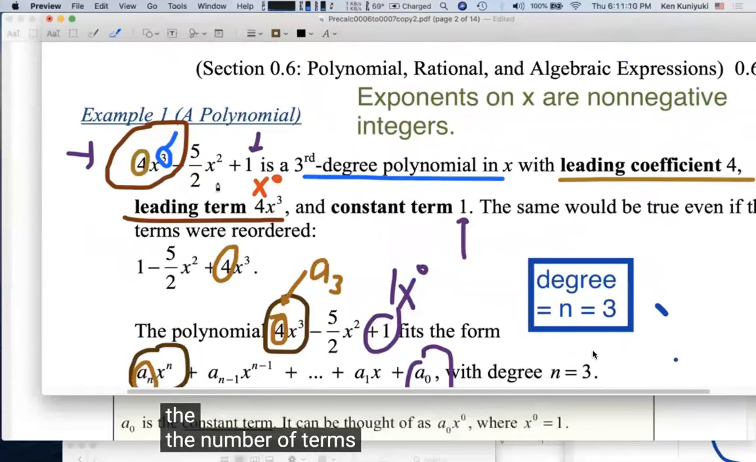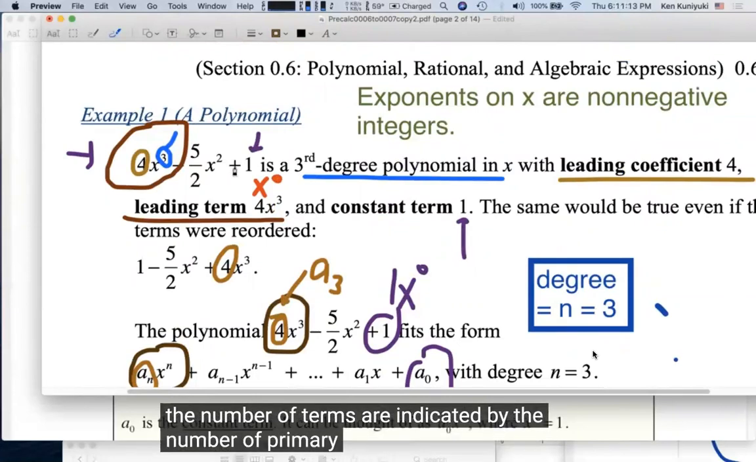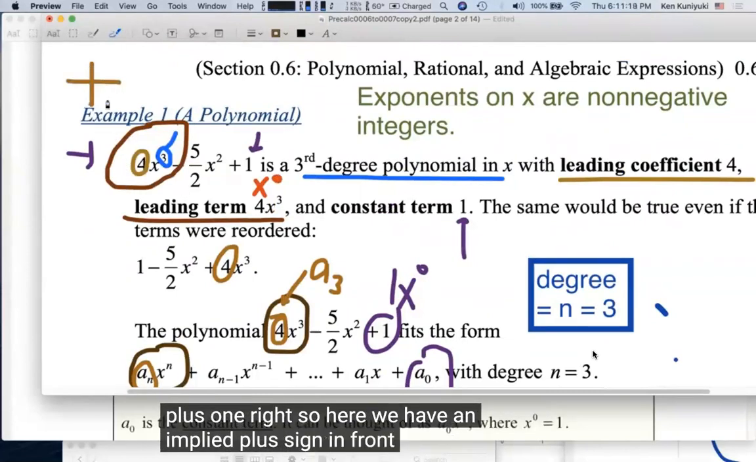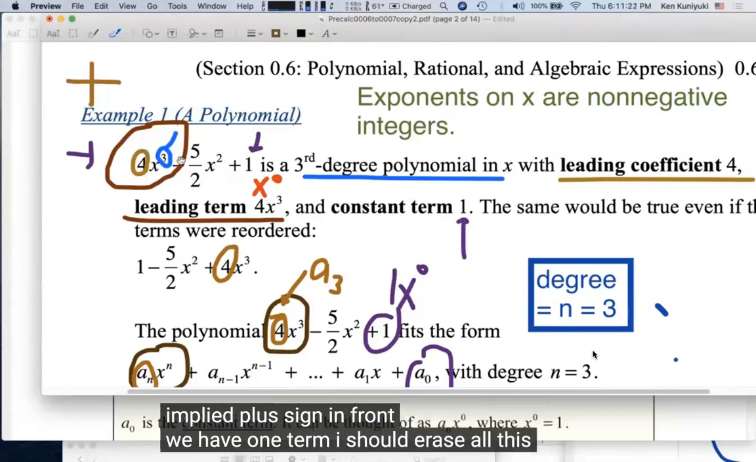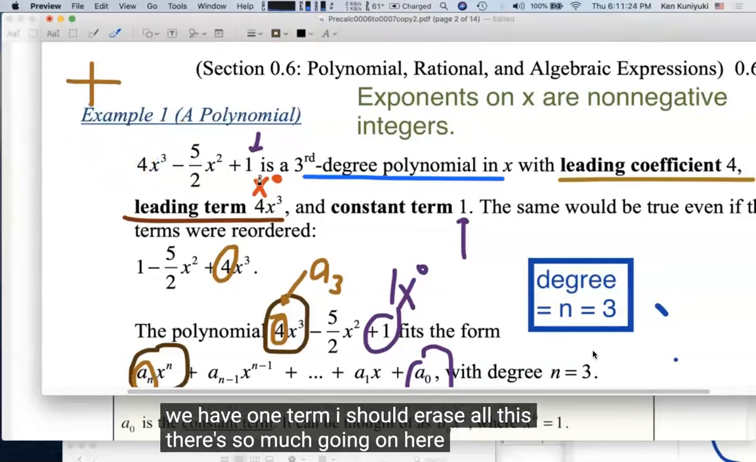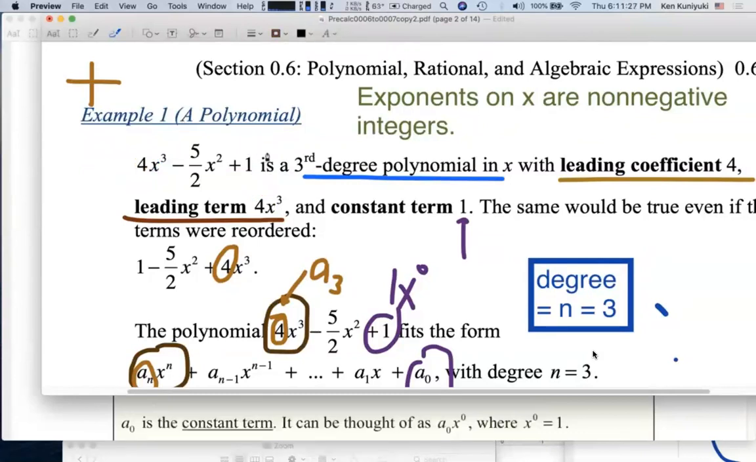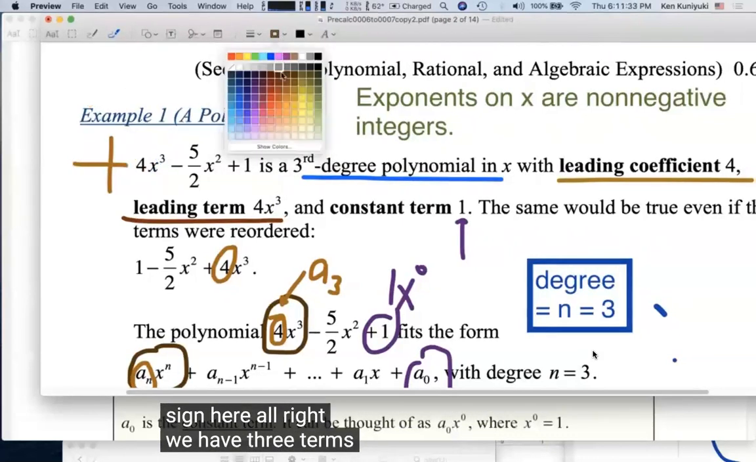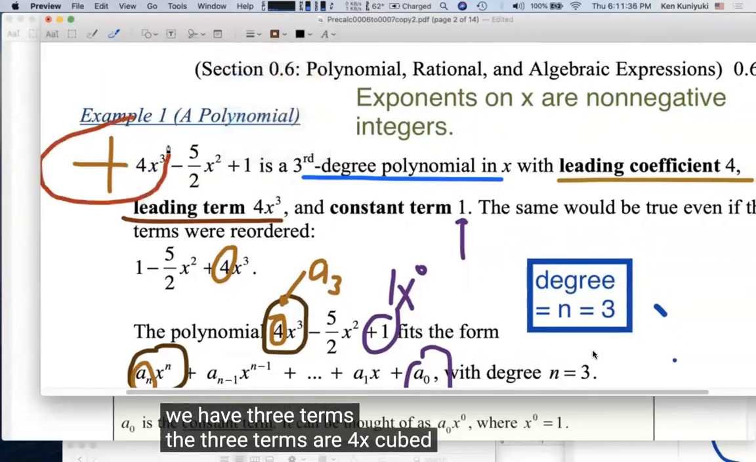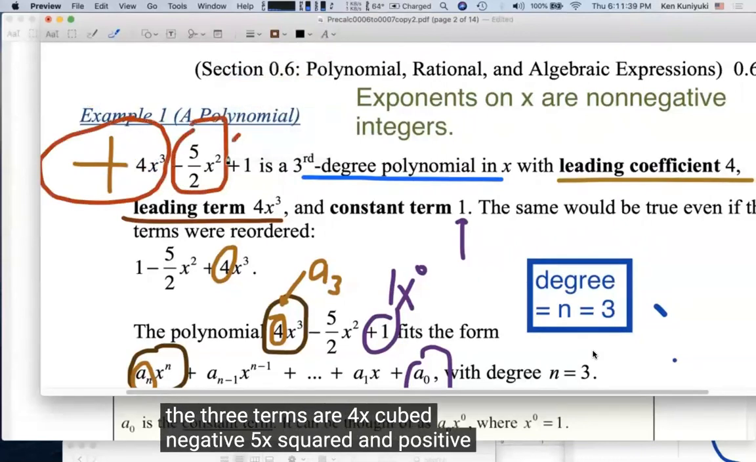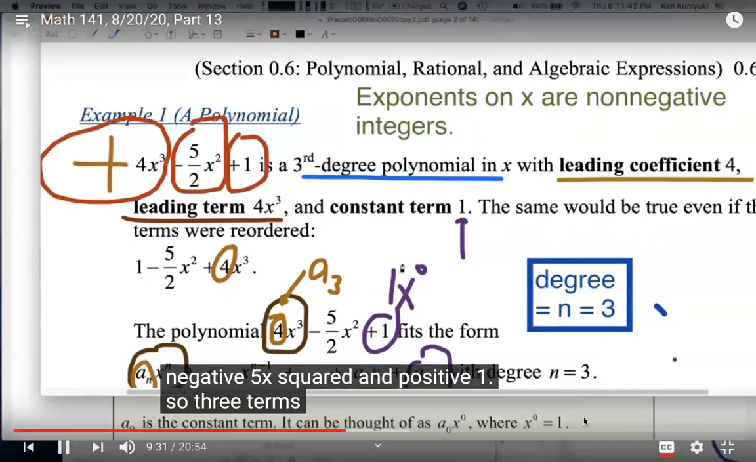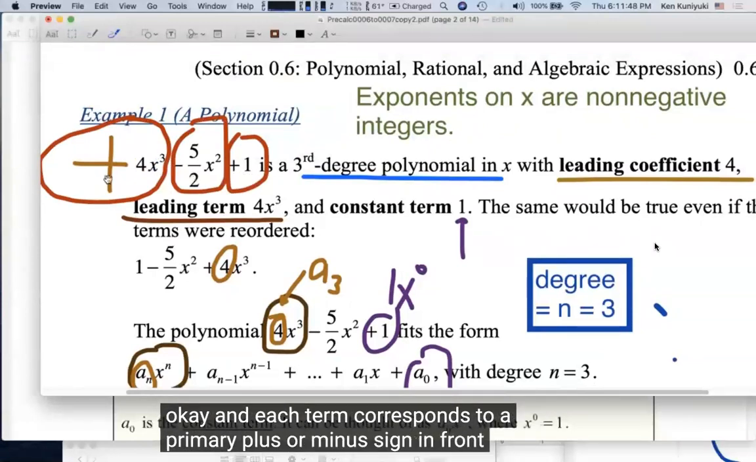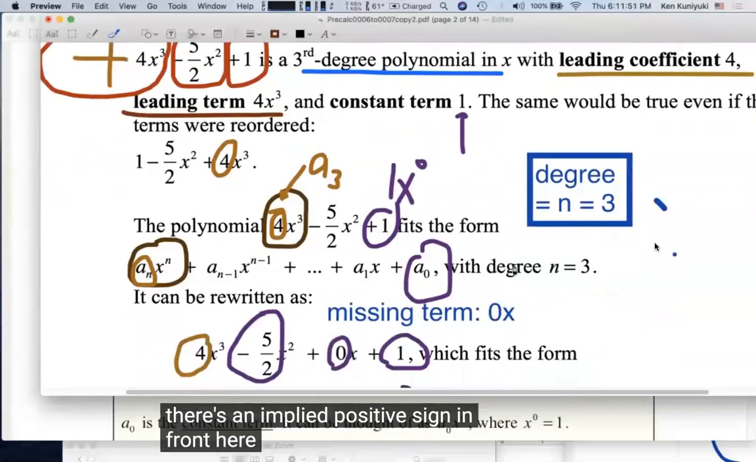Okay, the number of terms is indicated by the number of primary plus signs and minus signs, plus 1, right? So here, we have an implied plus sign in front. We have one term. I should erase all this. There's so much going on here. All right, so we have an implied plus sign here. We have 3 terms. The 3 terms are 4x cubed, negative 5/2 x squared, and positive 1. So 3 terms. And each term corresponds to a primary plus or minus sign in front. There's an implied positive sign in front here.